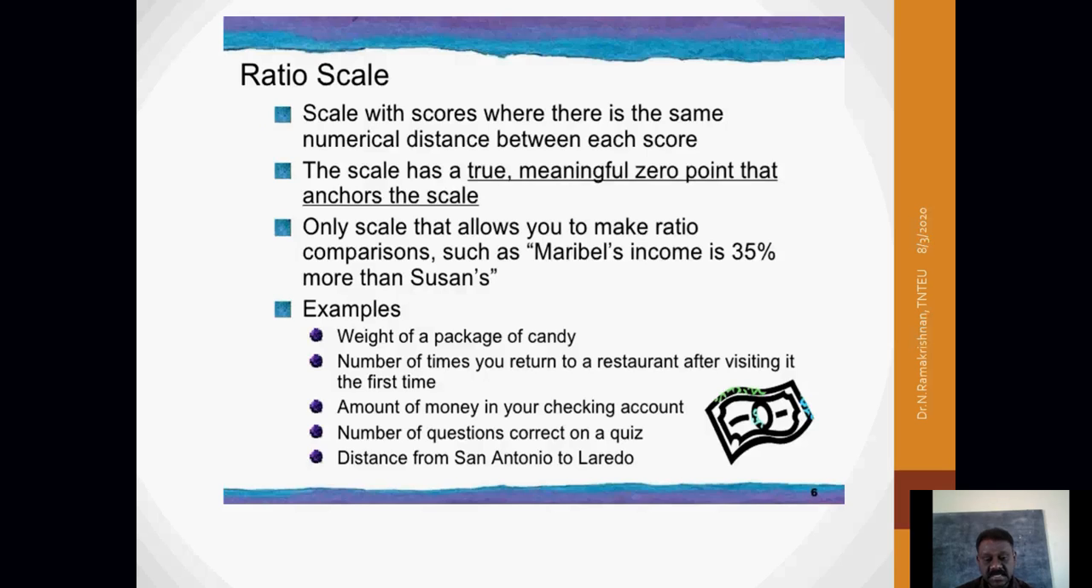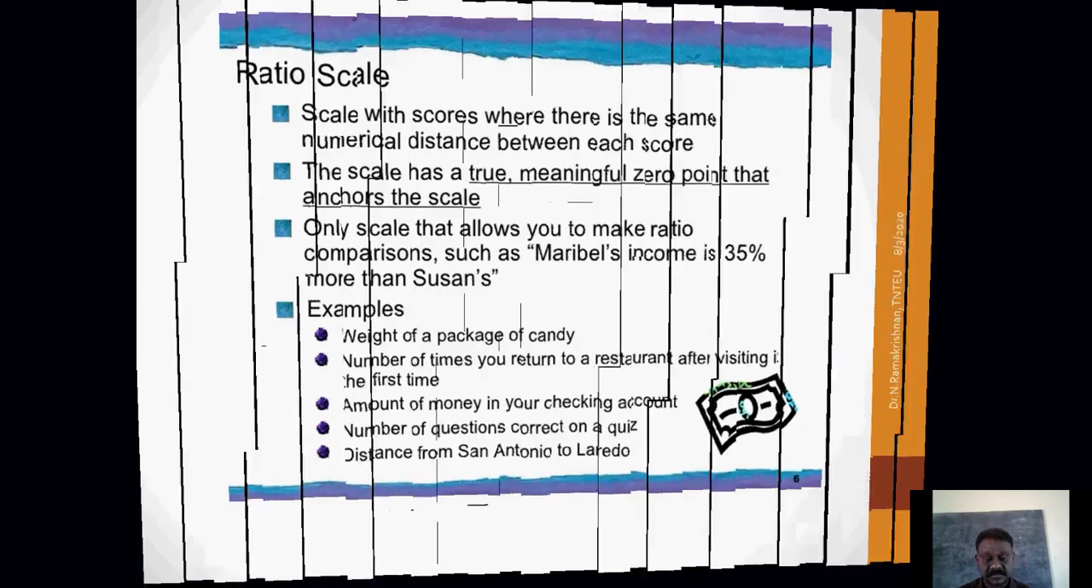Then distance from San Antonio to Laredo. So it is the distance from one place to another. We can take the example of distance from Madras to Bangalore. Like that you can have the distance. When you start from Madras or Chennai, it starts at 0, and when you reach Bangalore, definitely it will be showing some kilometers. You can say 200 kilometers I crossed. That is given as a particular value. That is the ratio scale.